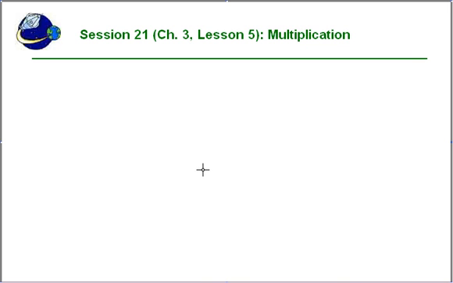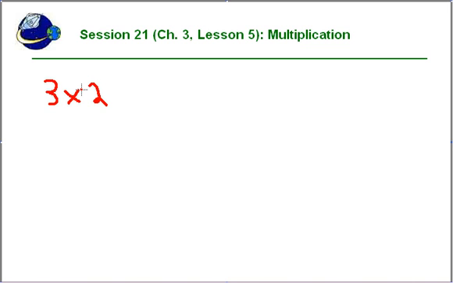In session 21 here, we're going to take a look at multiplication, and in particular, how you multiply numbers when they include negative numbers. Let's just go ahead and start off, though, with something very straightforward. What if we had the problem 3 times 2?